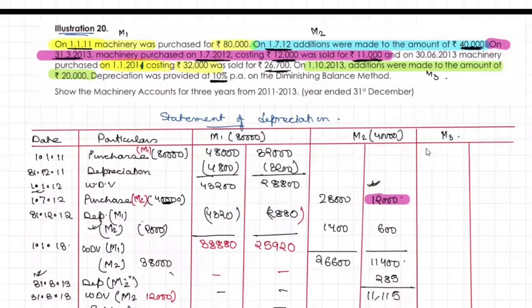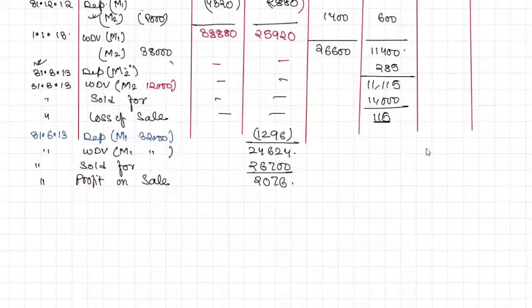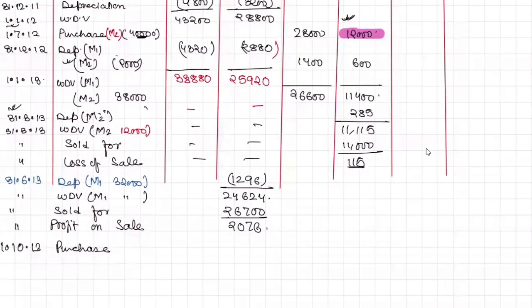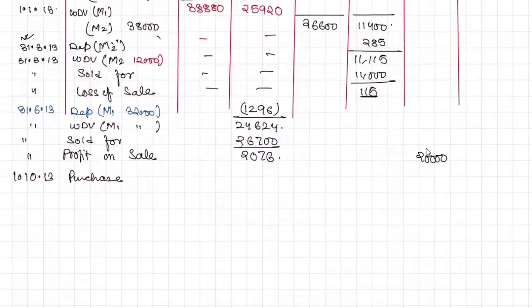Okay. But yes, now see, anything more has been done. Yes, on 1st of October, the additions were made to the amount of 20,000. Okay. Now this will be considered as a separate machine. 1st of October 2013, again some purchase was made. Okay. Now this will be M3 of 20,000. This will remain as it is because the question hasn't gone far on which part has been sold for what.